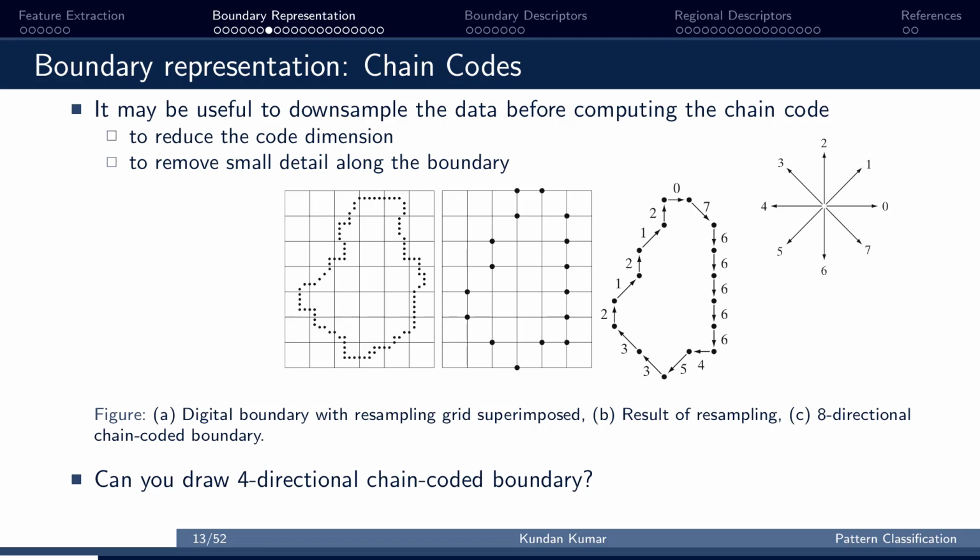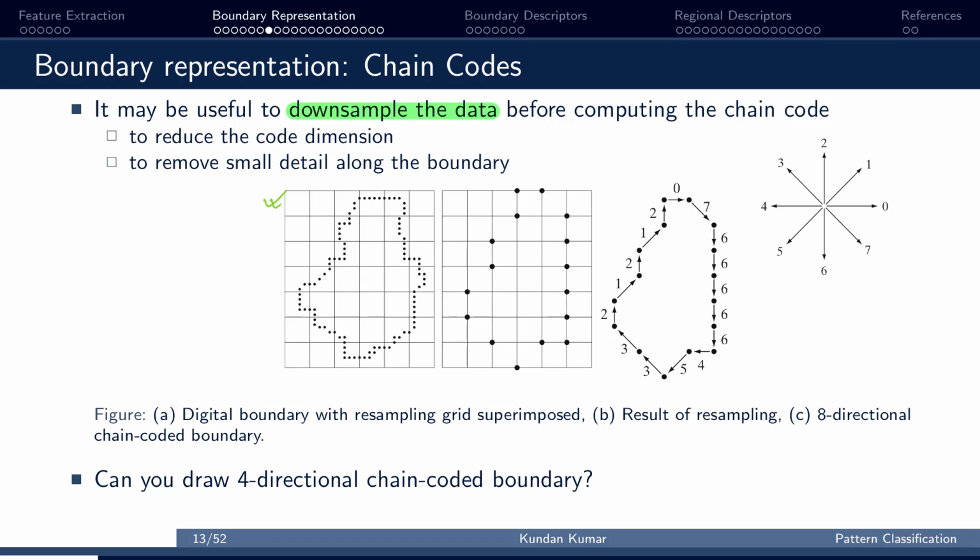So it may be useful to downsample the data before computing the chain code. Suppose we have a very high resolution image, then when we try to encode it using the chain code, we will have a very large sequence and it will be difficult to handle. So sometimes it is a very good idea to downsample the image.